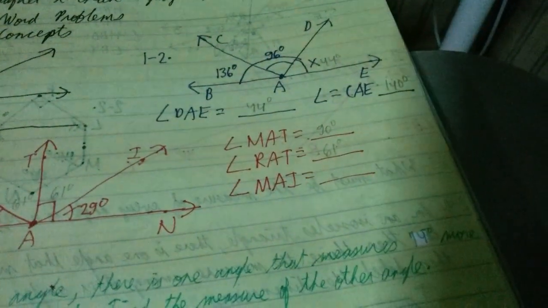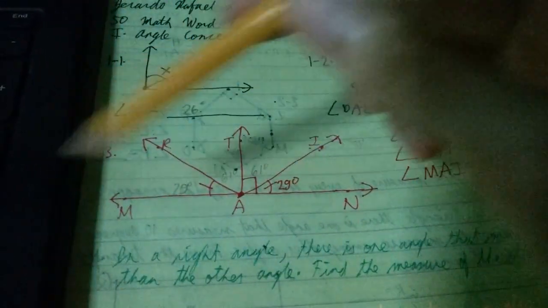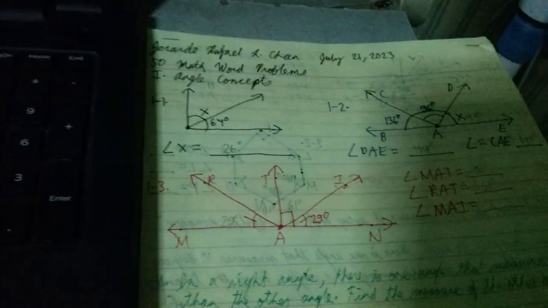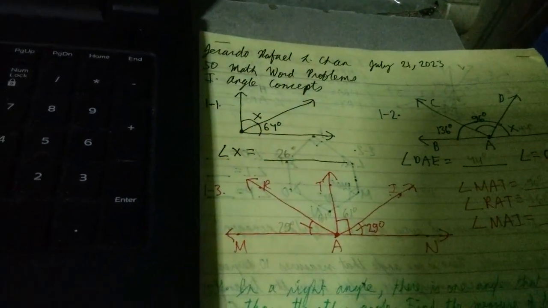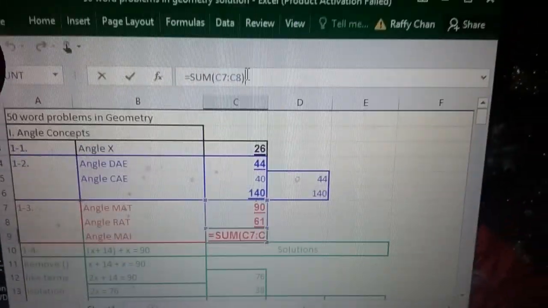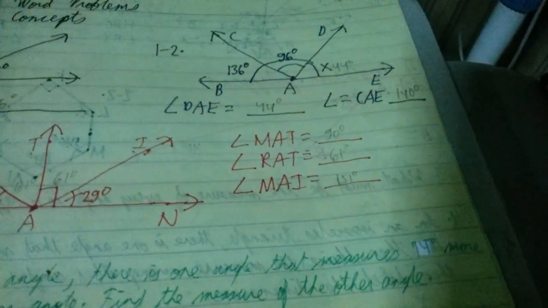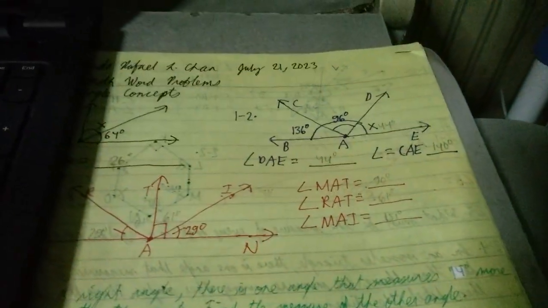What about angle MAI? For angle MAI, add mo silang lahat. So, what you did is, ganito yun. Sinama ko yung lahat. Sinama ko yung C7 and C8. 90 plus 61. Or 29 plus 61 plus 61, you should get 151 degrees. Or you can do 180 minus 29, which will also yield you to 151 degrees. And that's it for our first three problems.